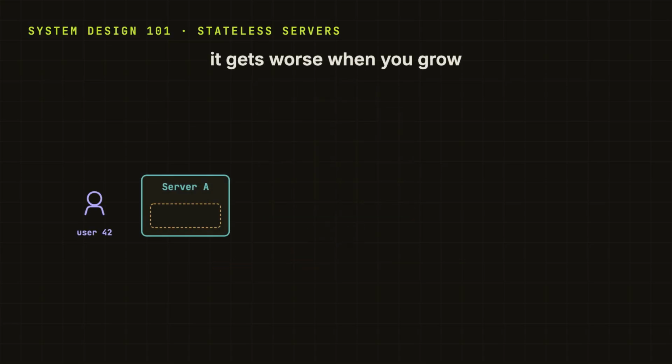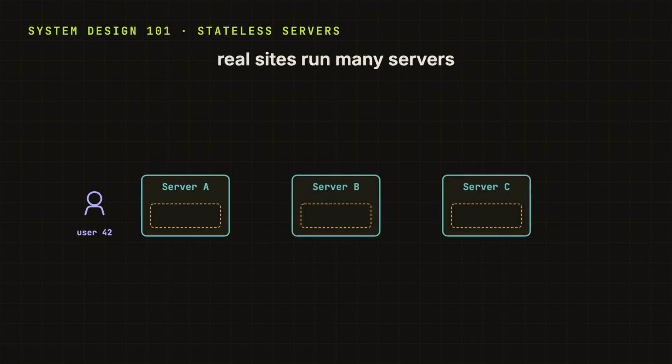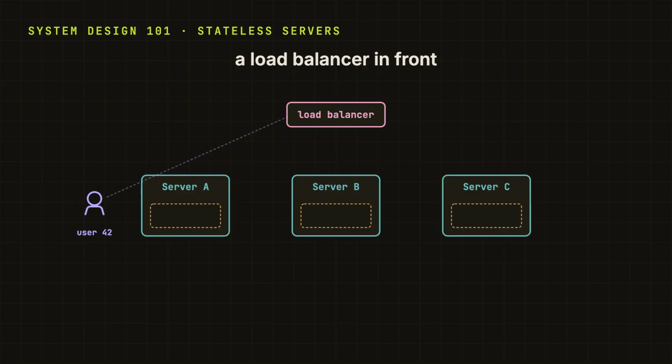And here is the thing, it gets worse when you grow. Real sites do not run on one server. There is a load balancer in front, that box from the last time, spreading requests across a bunch of identical servers. So you log in on server A. Your next click lands on server B. And server B has no idea who you are.